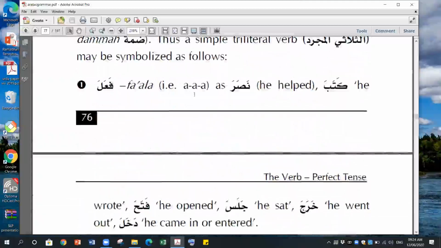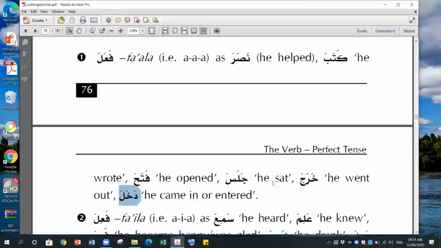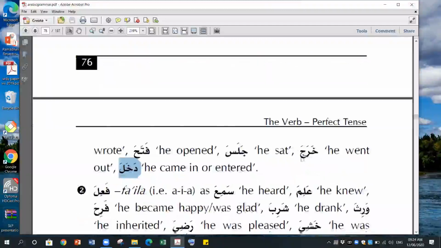This one, the first pattern could be fa'ala. What does it mean? That all three letters have fatha. Right? So it can be fa'ala, like nasara, kataba, kharaja, jalasa, fataha, dakhala. Can you see? They are all on this pattern, that all three letters have fatha on them. So this is one pattern. Miss Rifat, it's like a simple past. He opened, he came, he went, right? Simple past.